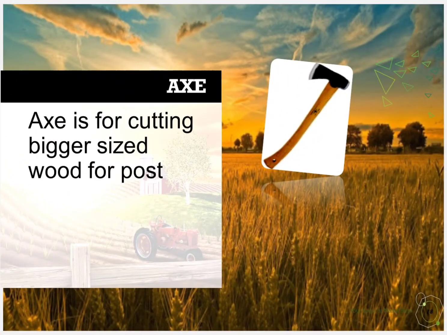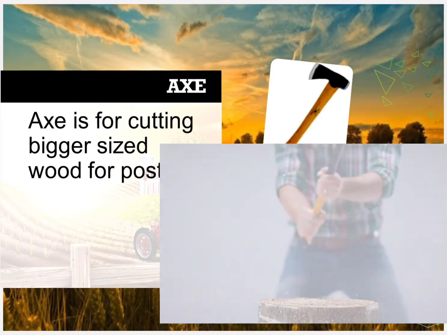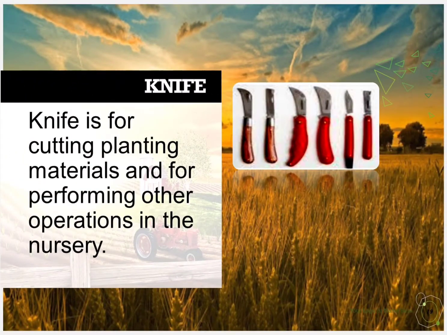Next is axe. Axe is for cutting bigger size food for paws. Sa Tagalog ay palakol. Dito ay sobrang familiar na tayo class dahil madalas natin itong nakikita na ginagamit ng ating tatay sa pagsibak ng kahoy. Next is knife. Knife is for cutting planting materials and for performing other operations in the nursery. So knife class, hindi ito yung ordinaryong knife na ginagamit natin sa kusina. Sapagkat ang farm knife na ito ay ginagamit natin for mark cutting, crafting, and cutting of plants.